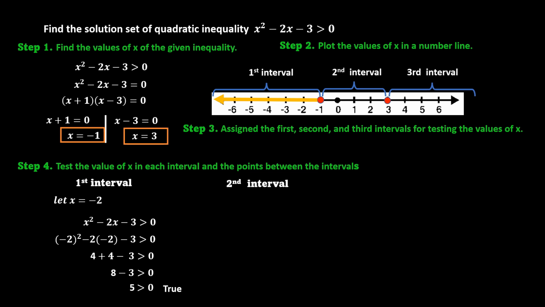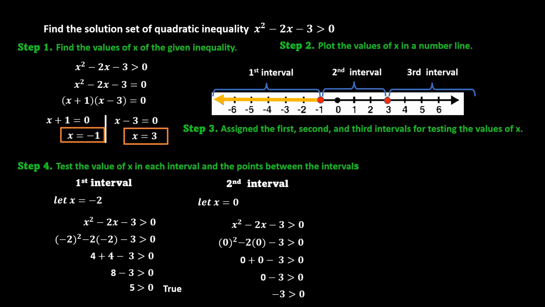We will use any number between negative 1 and positive 3. To make it easier to solve, I will choose 0 as a value of x. You try the other number if you want as long as the number is between negative 1 and positive 3. But, for now, I will use 0. So let x be equal to 0. We will repeat the process just as we did earlier. We substitute the value of x and then simplify until we reach the desired result.